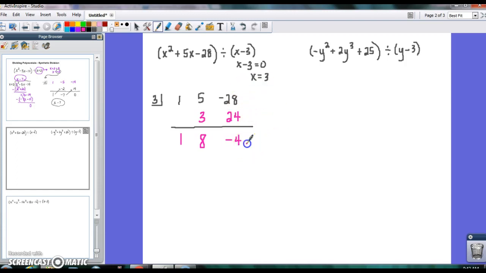There's nothing else to do here, so this last term is my remainder. Because I had x squared and I divided by x, my first term here is x. x plus 8. And then with my remainder, negative 4 over what I divided by, which was x minus 3. And that's my answer.